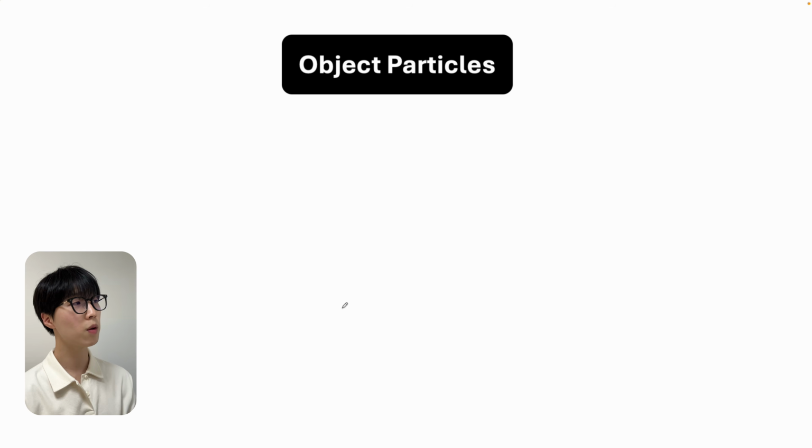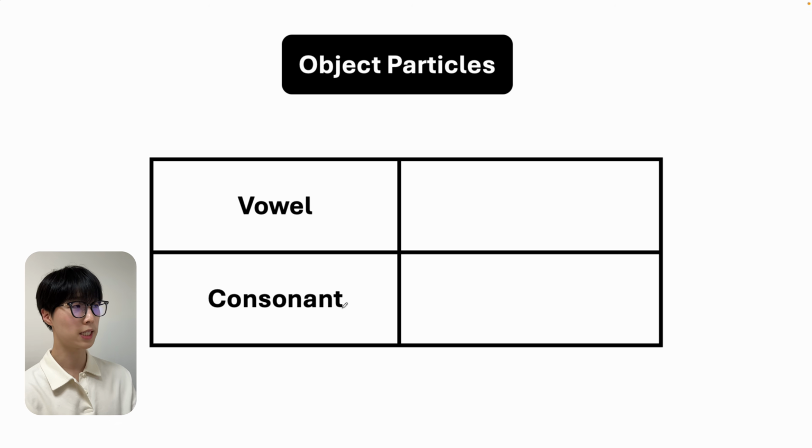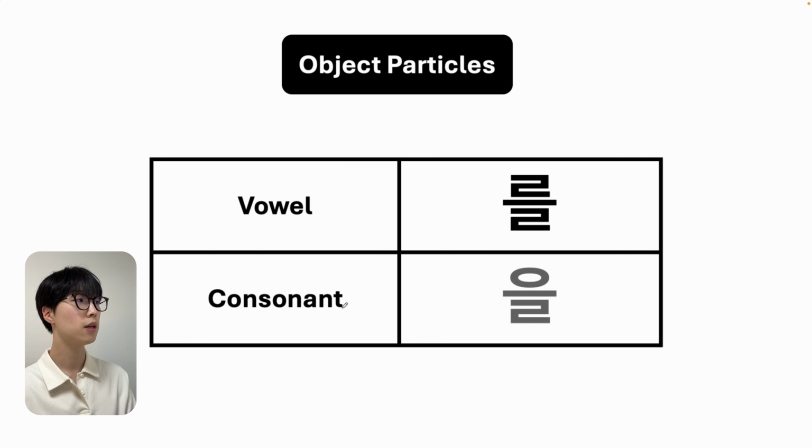So, object particles too, thankfully, the rules are the same if it ends in a vowel or consonant. But then, if it ends in a vowel, you need to put 를, and if it ends in a consonant, you need to put 을. Let's take a look at this example.